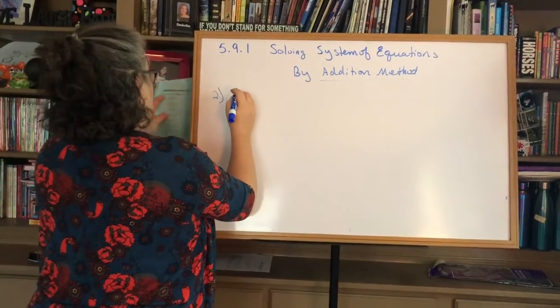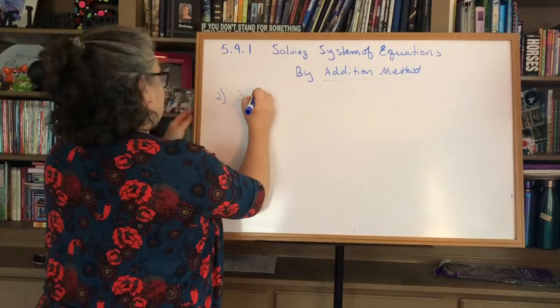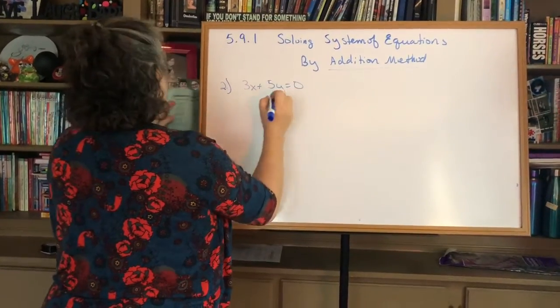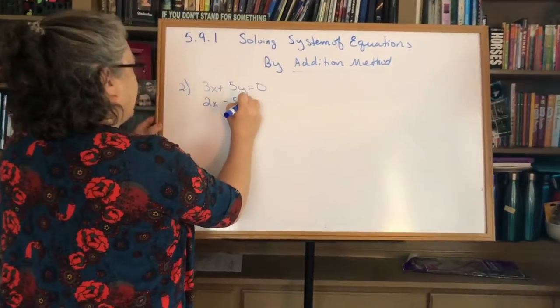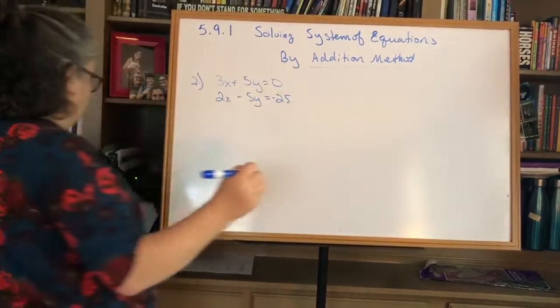Number 2 is 3x plus 5y equals 0, and 2x minus 5y equals -25.